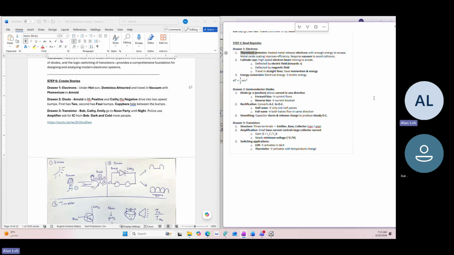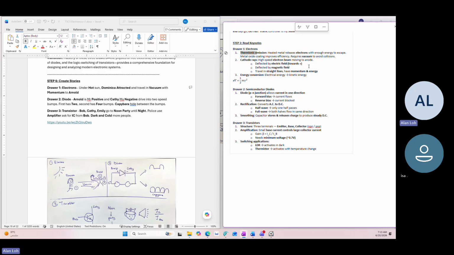Dominica and thermionic sound a bit similar, because it's hard for me to find something that sounds similar to thermionic. If you are able to find one, then just replace Dominica with whichever term you like. Or if you think thermionic is easy to remember, then just use thermionic: somebody's name is Thermionic and he's attracted to the anode. Dominica is attracted to the anode, and then she travels in vacuum with momentum.